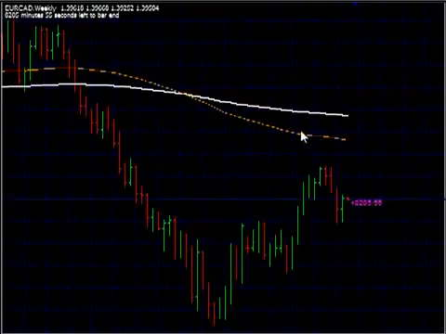Alright, in this video I would like to show you guys a few strategies that we use in our group. This pair is the EuroCAD, and this is the weekly chart. What happens is we can see a nice downtrend over here. Price eventually moves up, reaches down here, backs down, moves up again, gets rejected, goes down again.